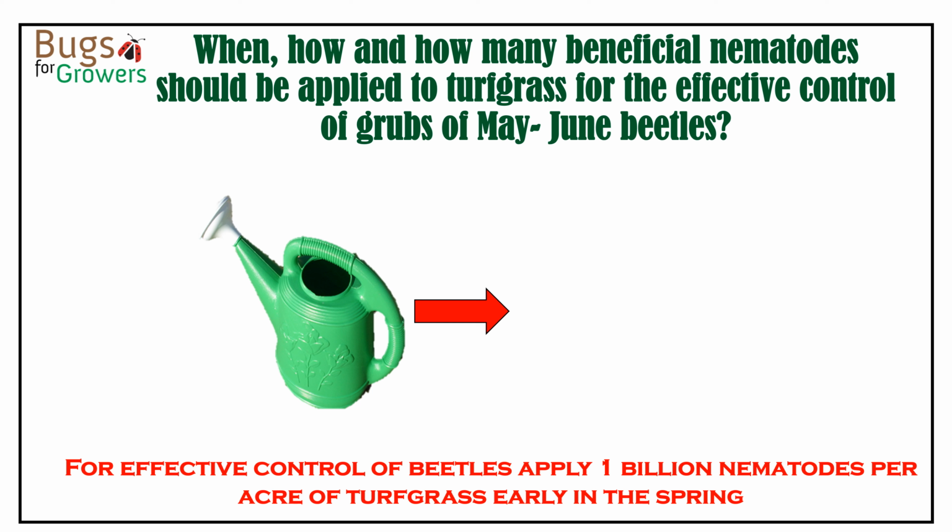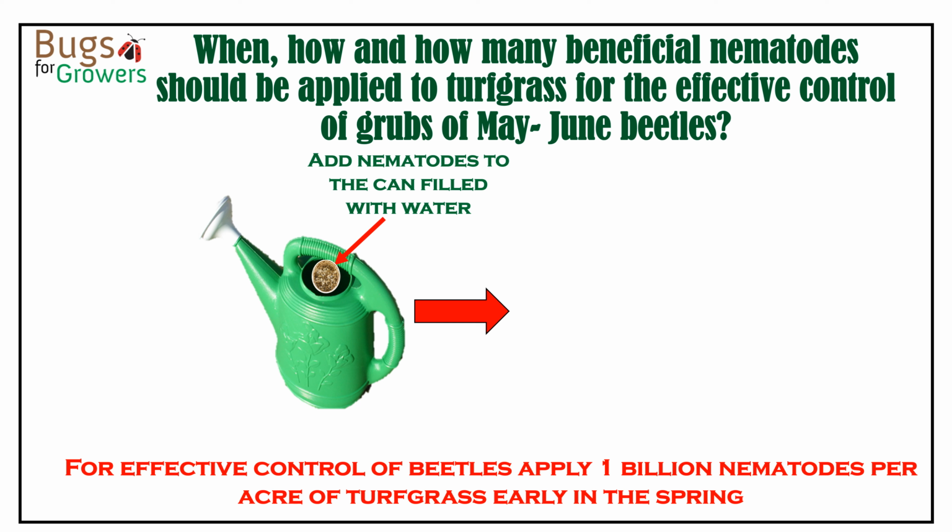For the effective control of May and June beetles, apply 1 billion nematodes per acre of turf grass early in the spring. Nematodes should be applied early in the morning or late in the evening to protect them from exposure to UV light, as it can kill nematodes within a second.